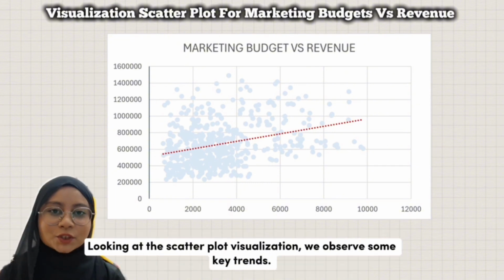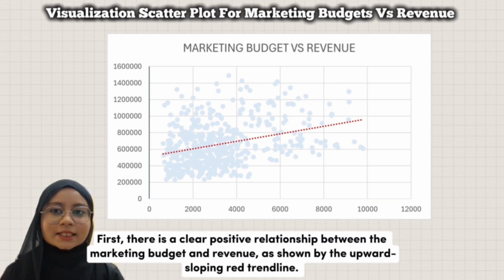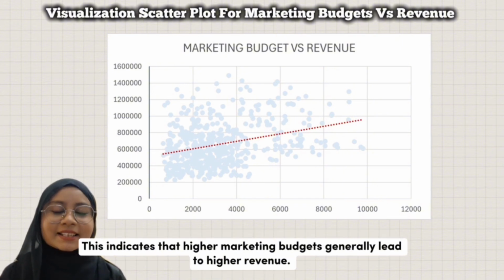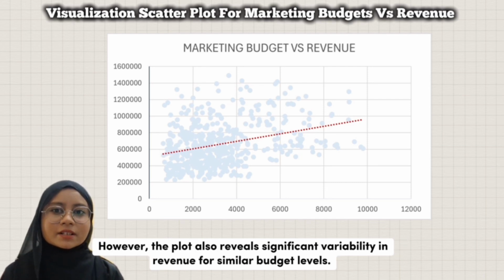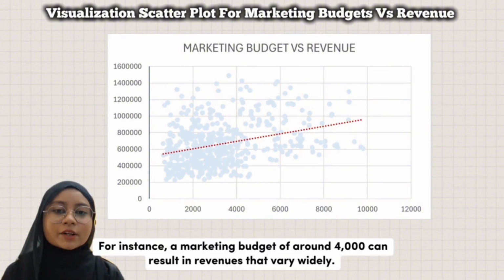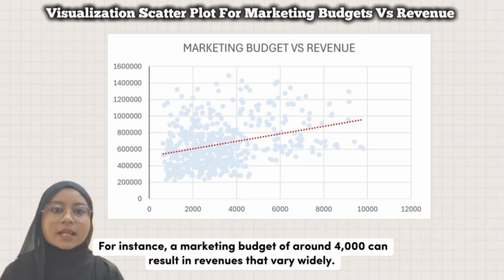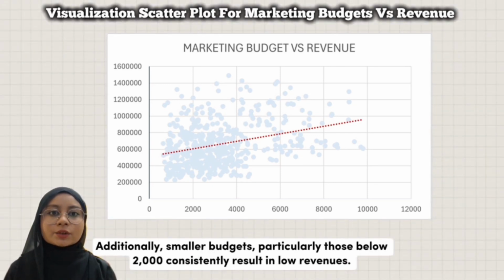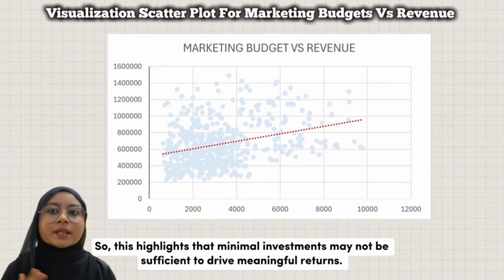Looking at the scatter plot visualization, we observe some key trends. First, there is a clear positive relationship between the marketing budget and also the revenue, as shown by the upward sloping trend line. This indicates that a higher marketing budget generally leads to higher revenue. However, the plot also reveals significant variability in revenue for similar budget levels. For instance, a marketing budget of around 4,000 can result in revenues that vary widely. Additionally, smaller budgets, particularly those below 2,000, consistently result in low revenues. So this highlights that minimum investment may not be sufficient to drive meaningful returns.